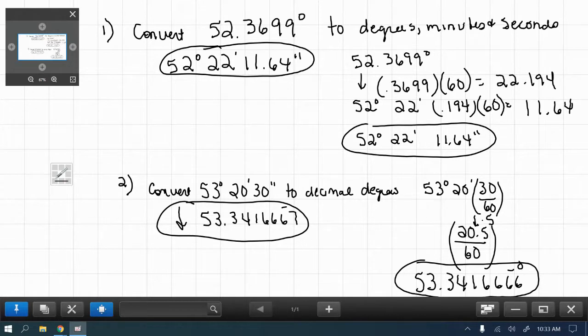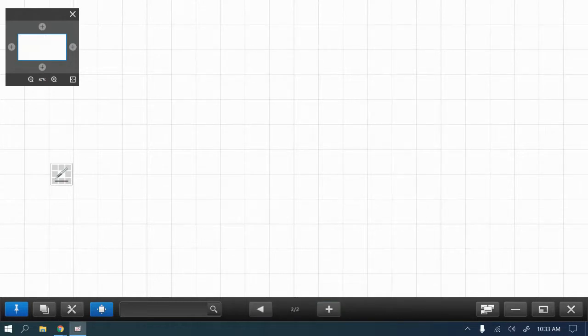So that would be false. Number 4 is Wyatt, so let me put it up. So it's SFT, that's US survey feet, because the SFT was beside the 8.2 meters.